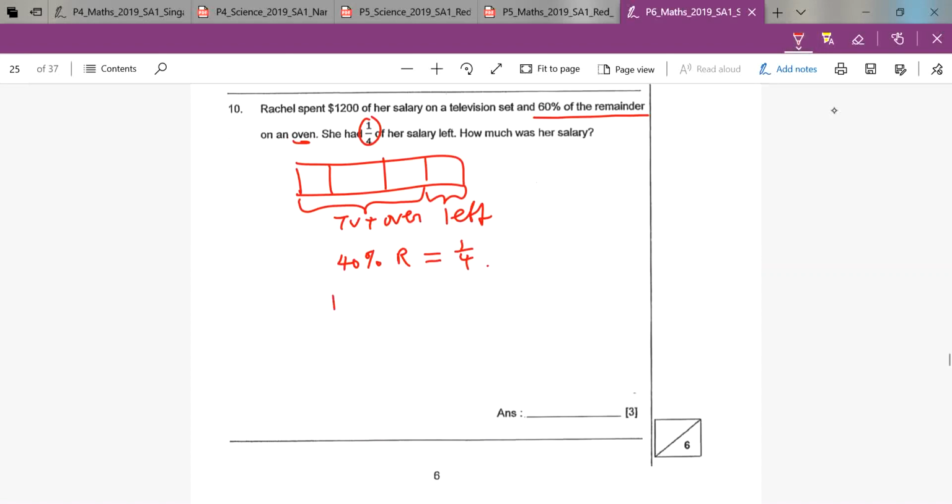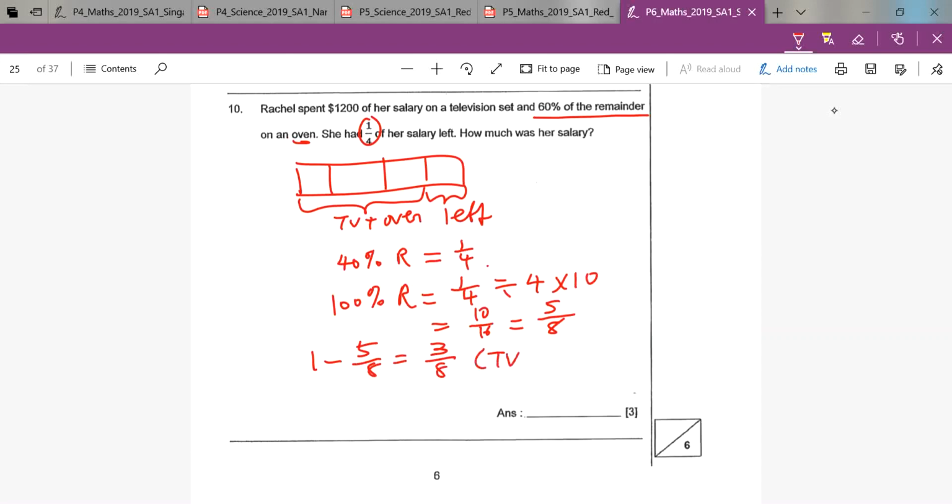Okay, so basically 100% of the remainder would be 1/4 divided by 4 times 10. That would be 10/16, and simplified would give me 5/8. Alright, which means 1 minus 5/8 would give me 3/8, and that's what she spent on the TV.